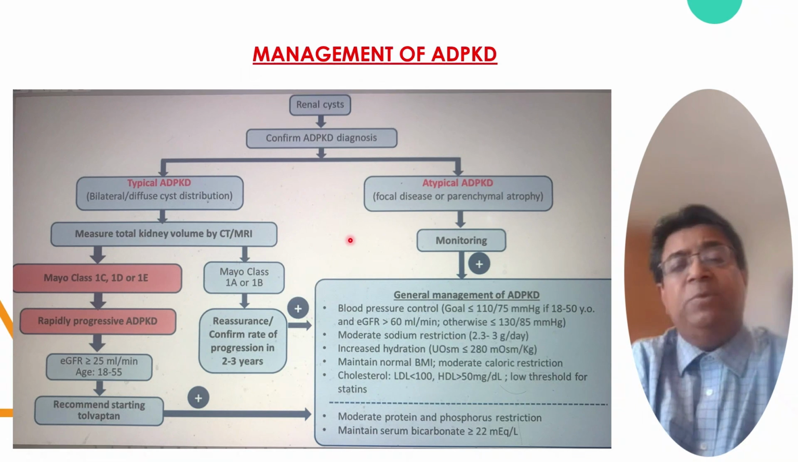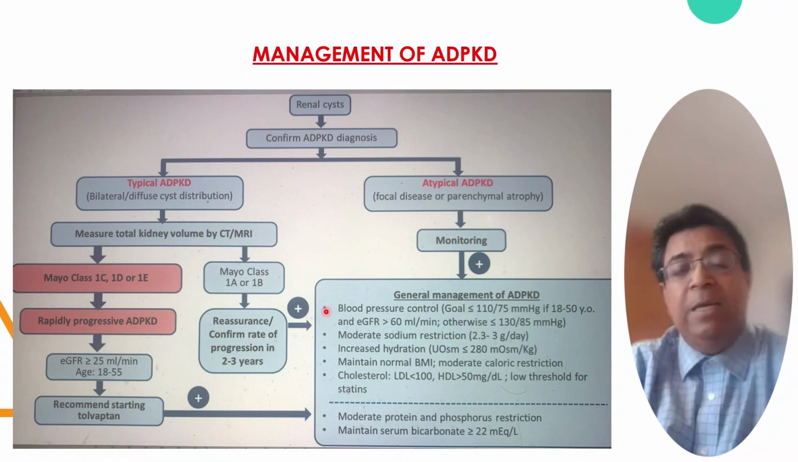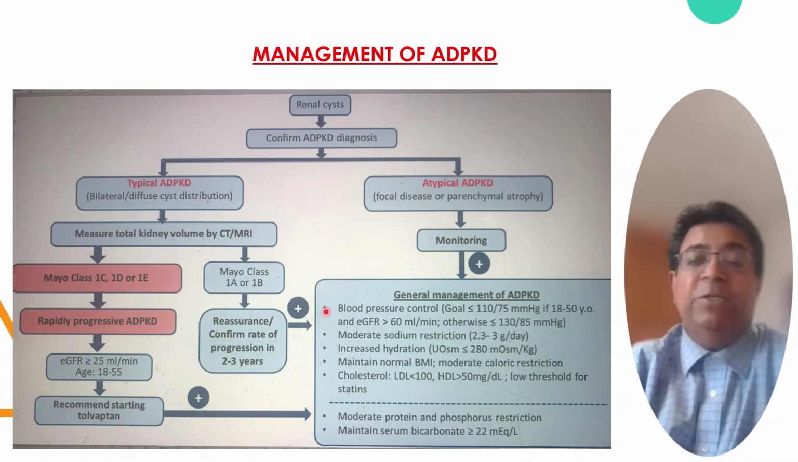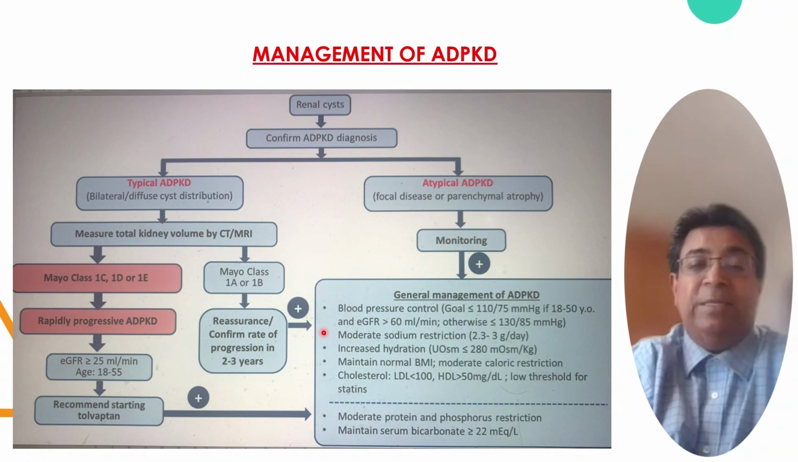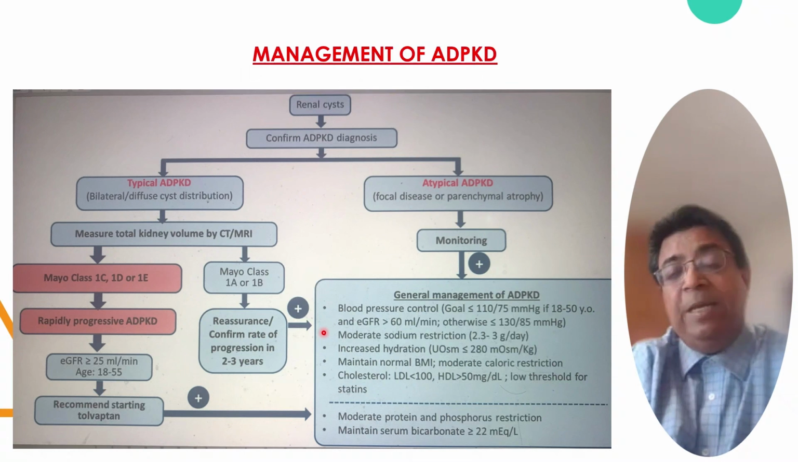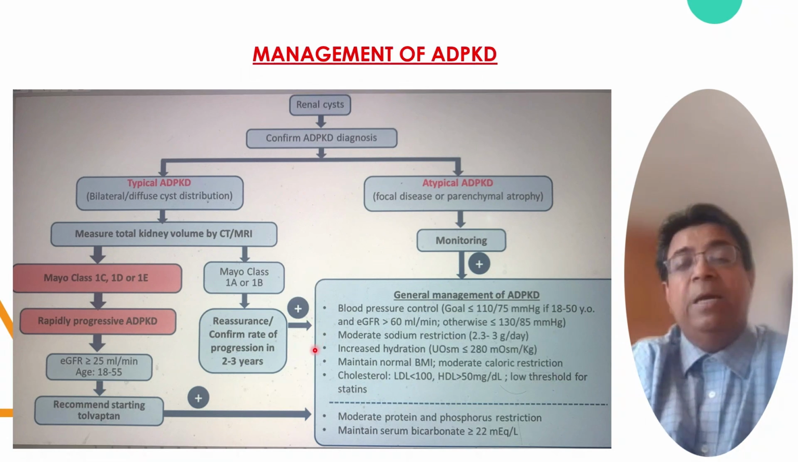So other than tolvaptan, blood pressure control is very important. Blood pressure that is uncontrolled will almost inevitably lead to progression of CKD in ADPKD. And ACE inhibitors or ARBs are the antihypertensive medications of choice in ADPKD. Sodium restriction, salt is never a good thing. Salt is a poison. So that's also the case in ADPKD. Sodium restriction is very important. Hydration is very important. You want to shoot for a urine osmolality of less than 280.